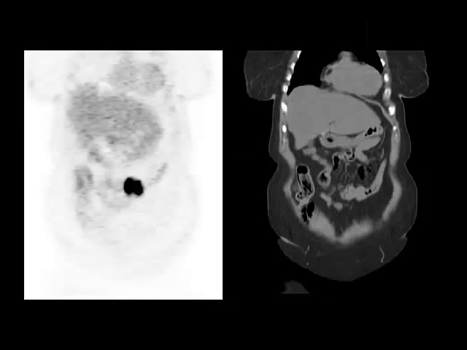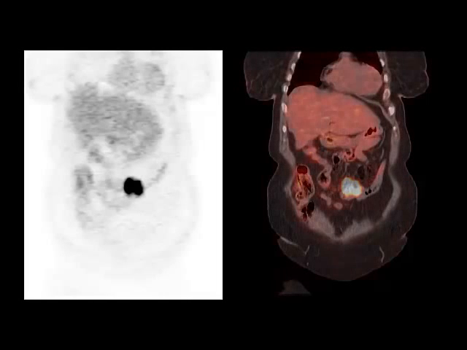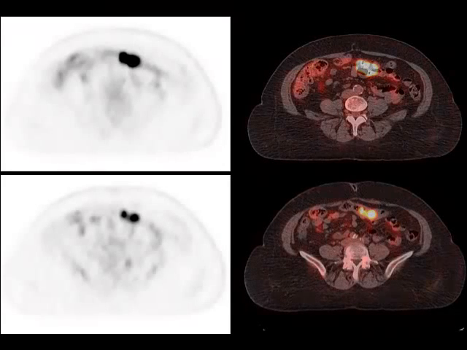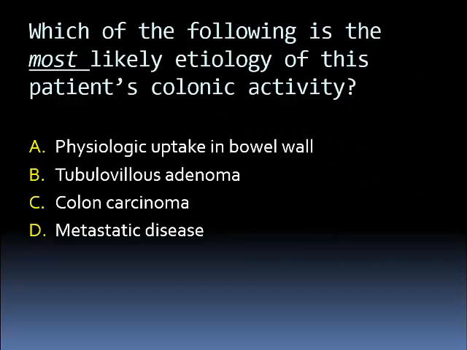But I'll call your attention to this second site of activity below the diaphragm. And a couple of axial images here. So that brings us to our first question. Which of the following is the most likely etiology of this patient's colonic activity?